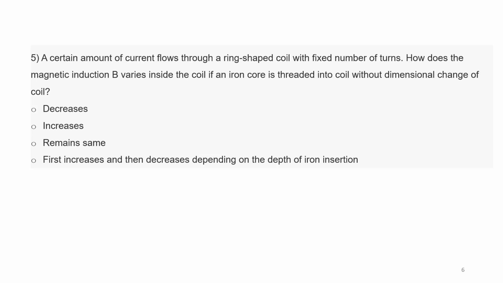Next question is, a certain amount of current flows through a ring shaped coil with fixed number of turns. How does the magnetic induction B vary inside the coil if an iron core is threaded into the coil without dimensional change of the coil? So your options are it decreases, it increases, remains same, or first increases and then decreases depending on the depth of the iron insertion. So out of these, the correct answer will be increases.